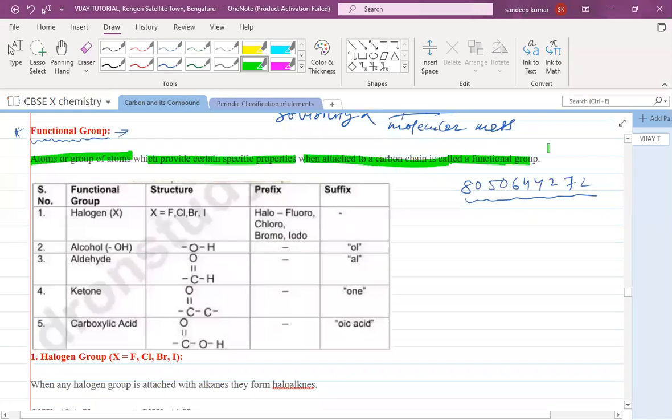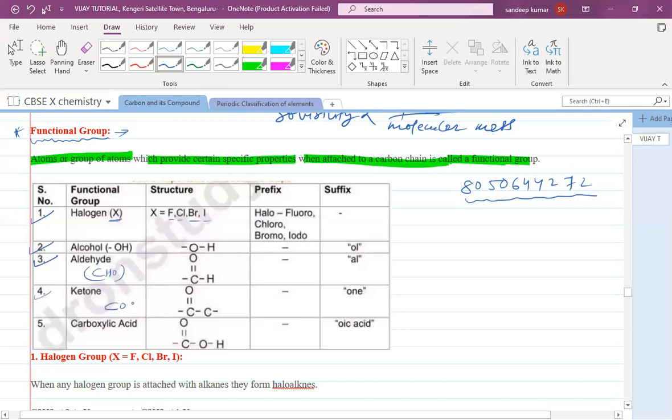In your syllabus you have functional groups like halogens, represented as X, for example fluorine, chlorine, bromine, iodine. They are the group 17 family of the periodic table. Second is alcohol, formula OH, structure O single bond H. Aldehyde is CHO: carbon, oxygen double bond, hydrogen single bond.